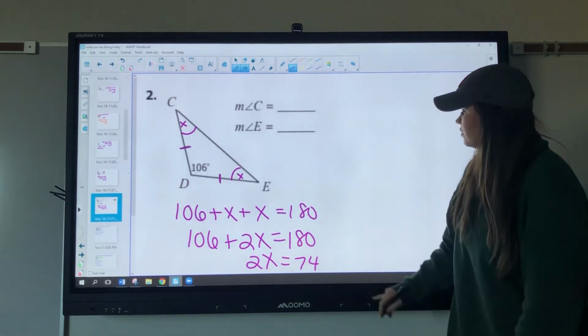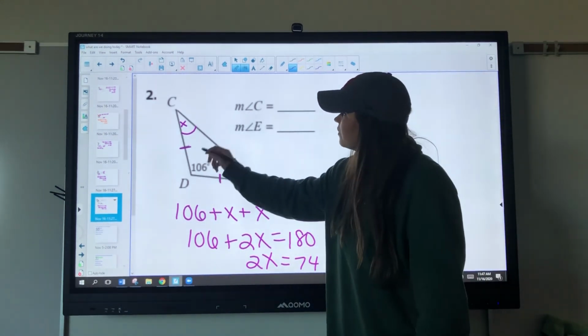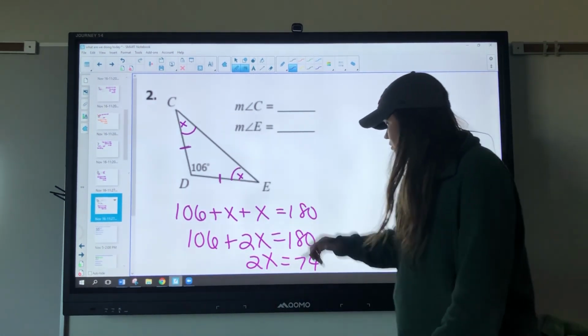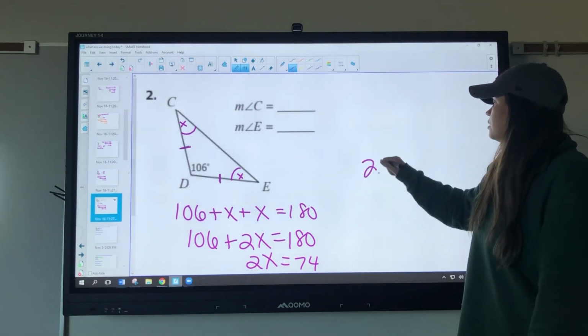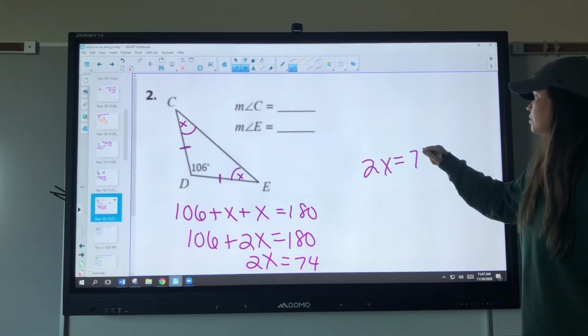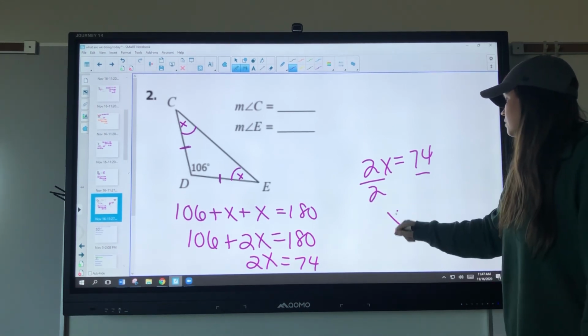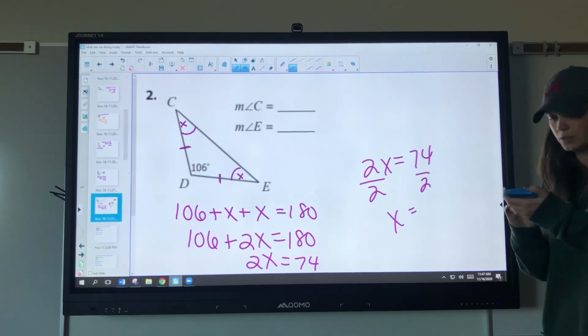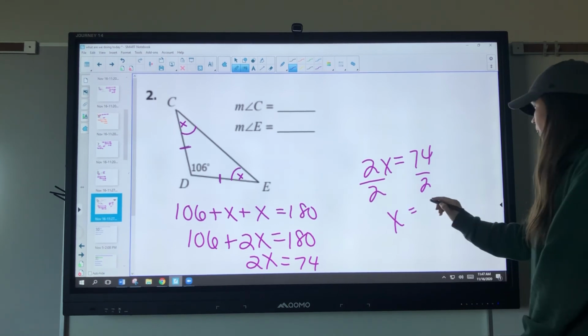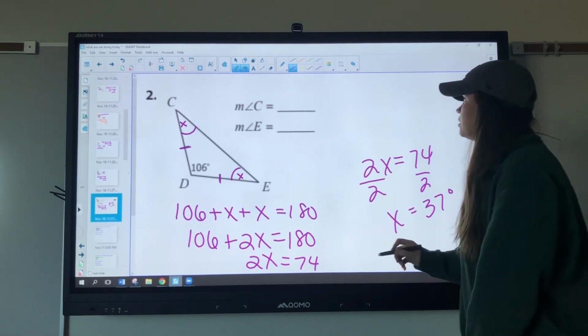The answer is not 74. Remember, 74 is just what's left to divide up between these 2 angles. So you have to do 74 divided by 2. 37. So that makes sense.